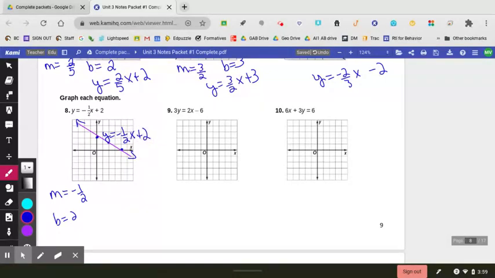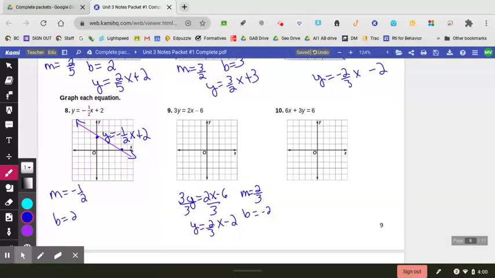Now number 9 is trickier because we don't have y equals. So we need to first solve that for y. So to solve that for y, we need to divide everything by 3. So that gives me y equals 2/3 x minus 2. So ideally, you know that your slope then is 2/3 and your y-intercept is -2.